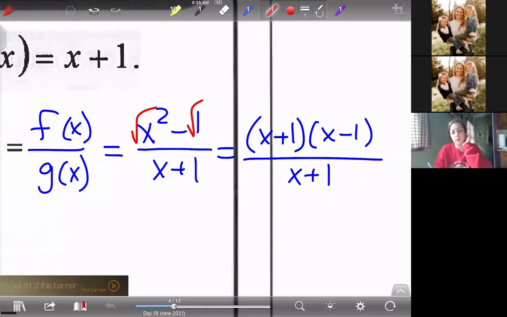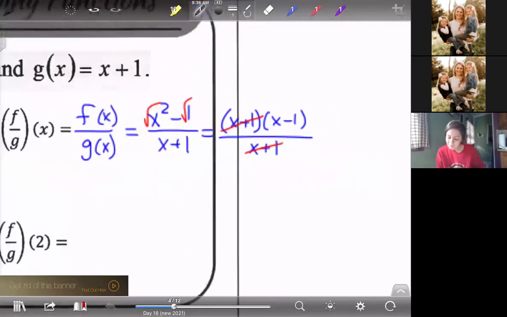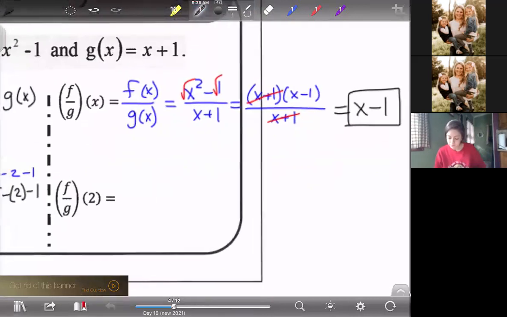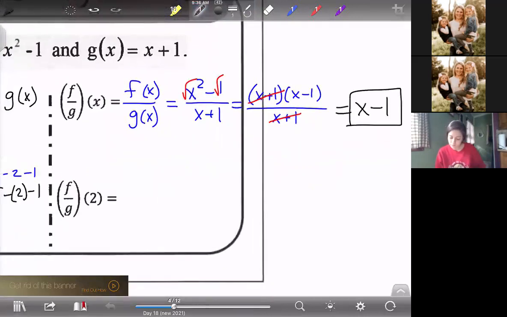Remember from last week, what do we have to do now? Cancel. We're going to cancel, so we have the x plus 1 on the top, the x plus 1 on the bottom. So this actually just simplifies to x minus 1. The majority of the time that you're given a question like this, it won't factor. They're probably going to give you something that looks more similar to what's on the bottom.